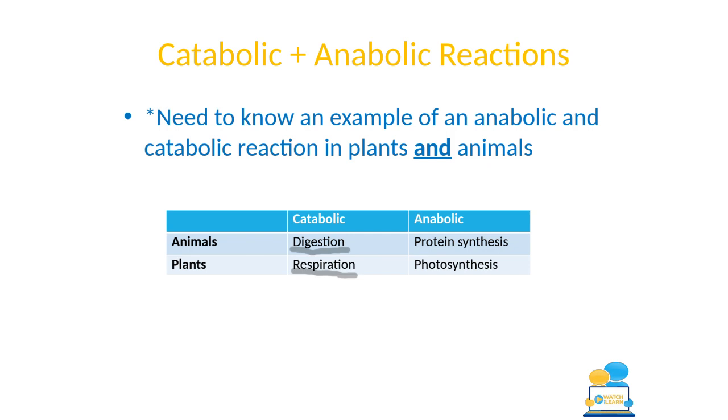In anabolism, with animals, we're going to associate protein synthesis as our anabolic reaction. And in plants, we're going to use photosynthesis as our anabolic reaction. Just be very careful with protein synthesis and photosynthesis. They're quite alike, so be really careful of your spelling there. Of course, we'll use photosynthesis for plants because animals do not engage in photosynthesis. Okay, only plants are involved in that.